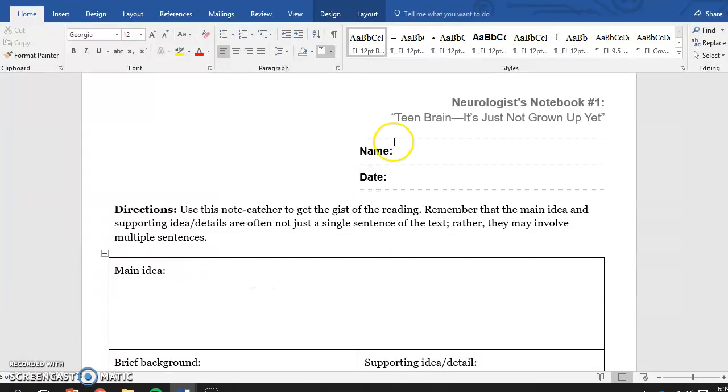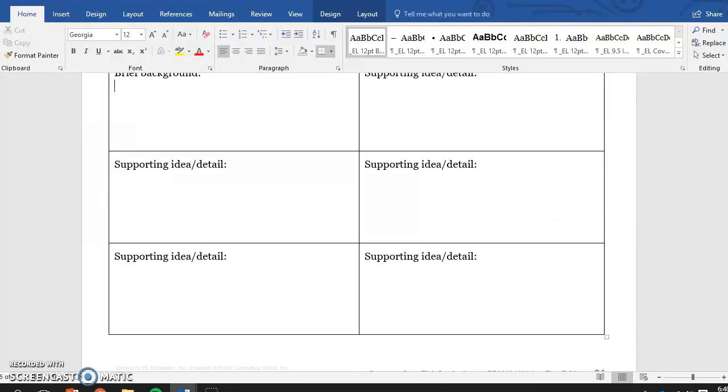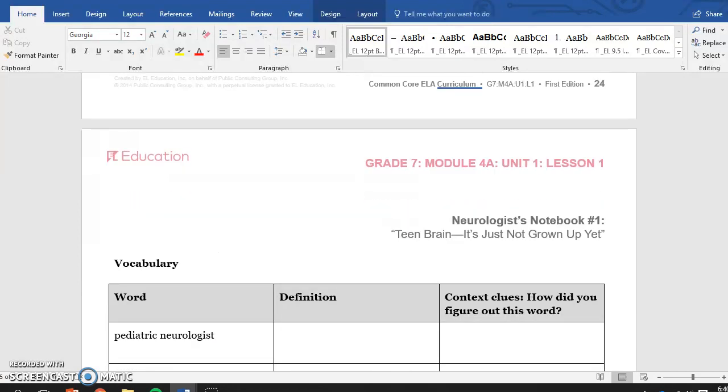At the very top of your page, you see Neurologist Notebook. You all should have number 2, because your homework today is to complete 30 and 31. And then underneath Neurologist Notebook, you all will have the article or the text that you need to use to help you complete the assignment. All right, so I'm quickly just going to walk you through it. So when we're talking about the main idea, let me go up a little bit.